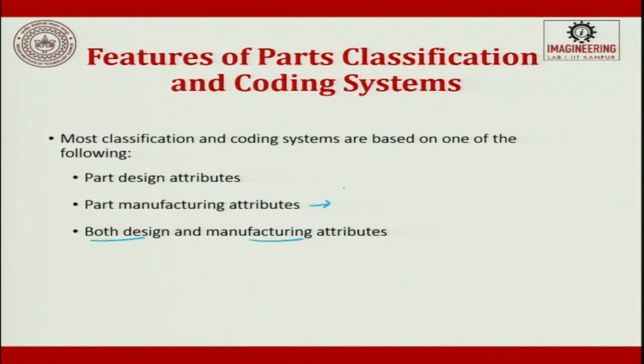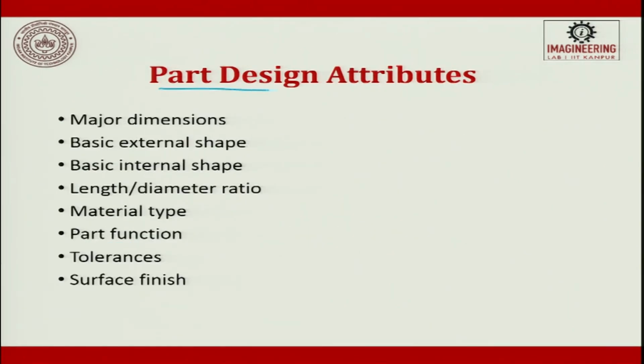What are manufacturing attributes? Manufacturing attributes are nothing but threading, drill, hole, then bore. These are all manufacturing attributes. Design attributes can be a tapered shape, a hemisphere to be made, and all those things. So, what are all the part design attributes? Major dimension, basic external shape, basic internal shape. This is what is called the aspect ratio.